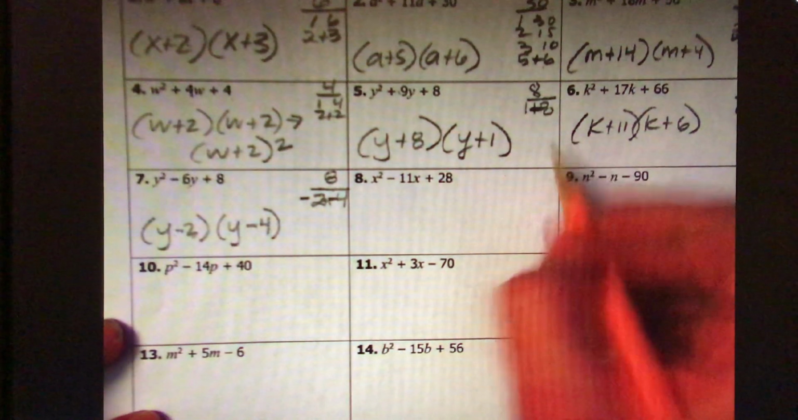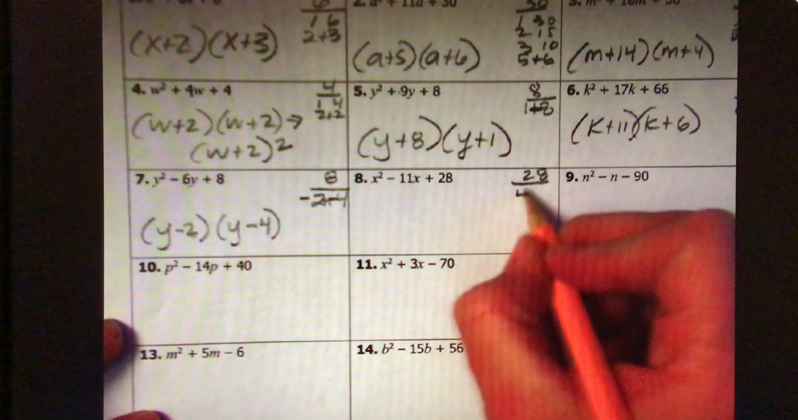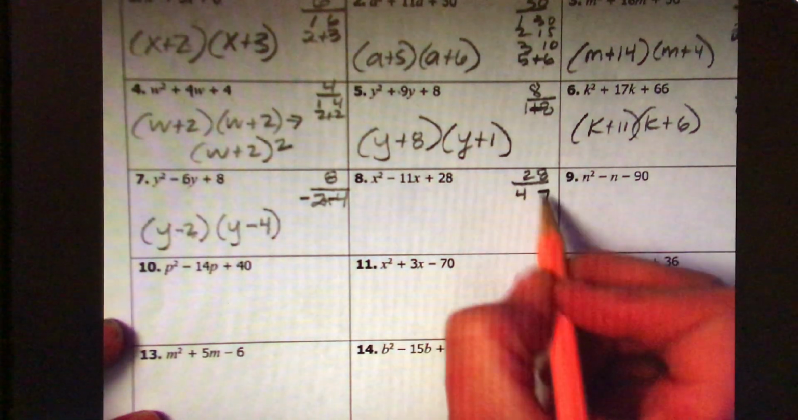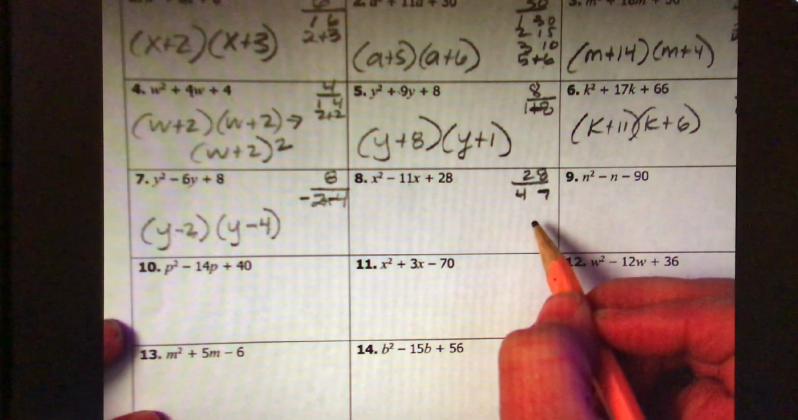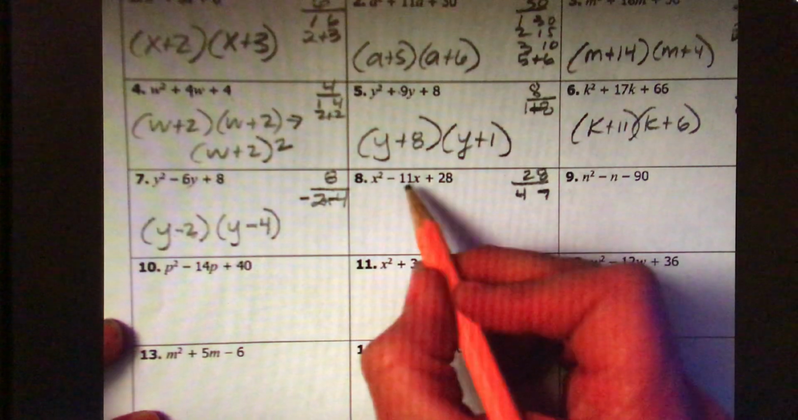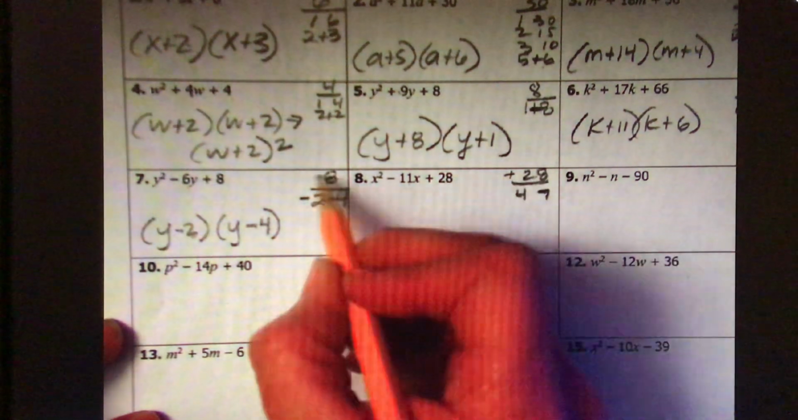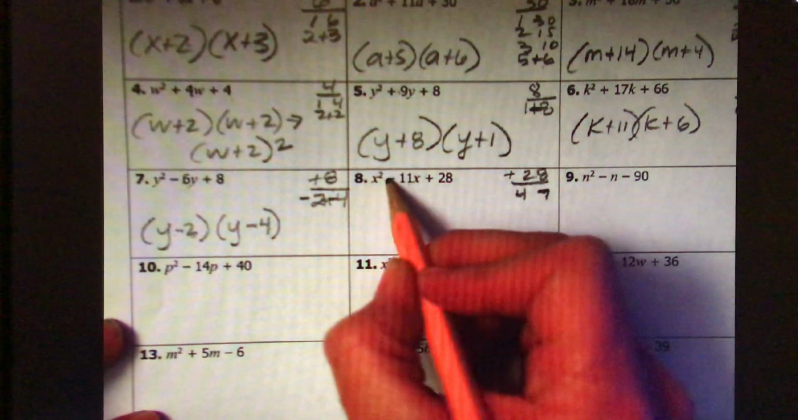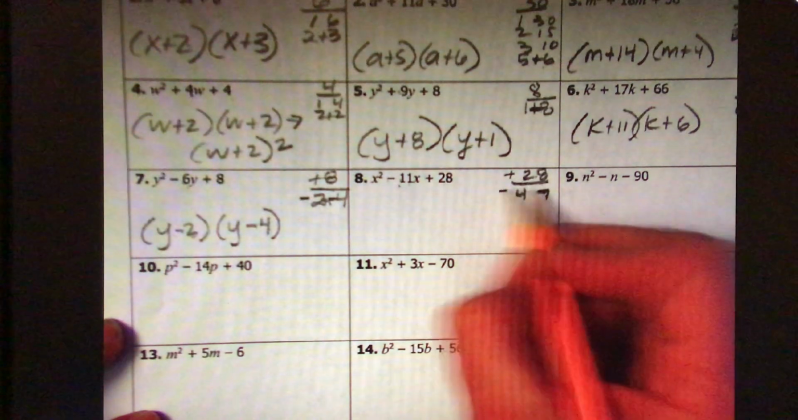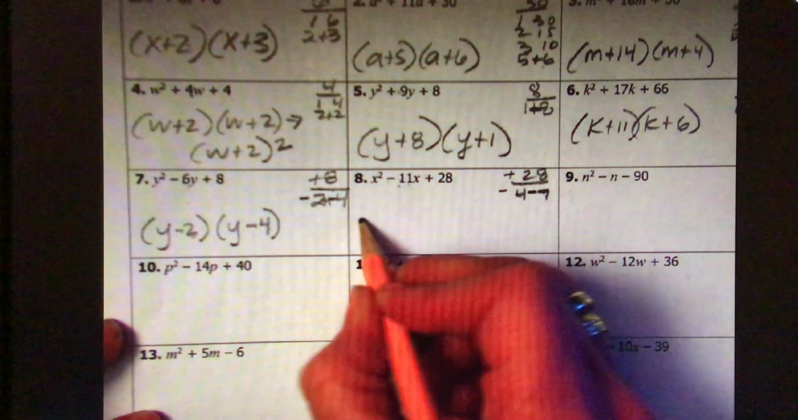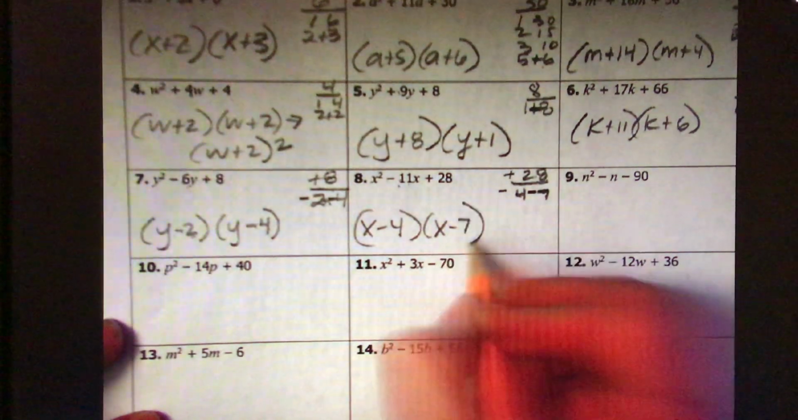So 28, I already know that I've got a 4 and 7. I could list them all, but once you start getting used to it, you can kind of see what's going to win here. For number 8, what is the sign going to be? I have to get a positive 28, but I have a negative internal term, so they're both going to be negative. So x minus 4, x minus 7.